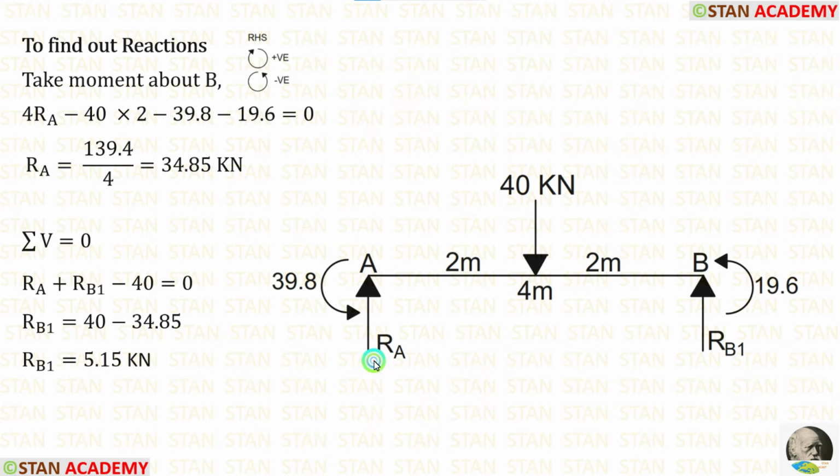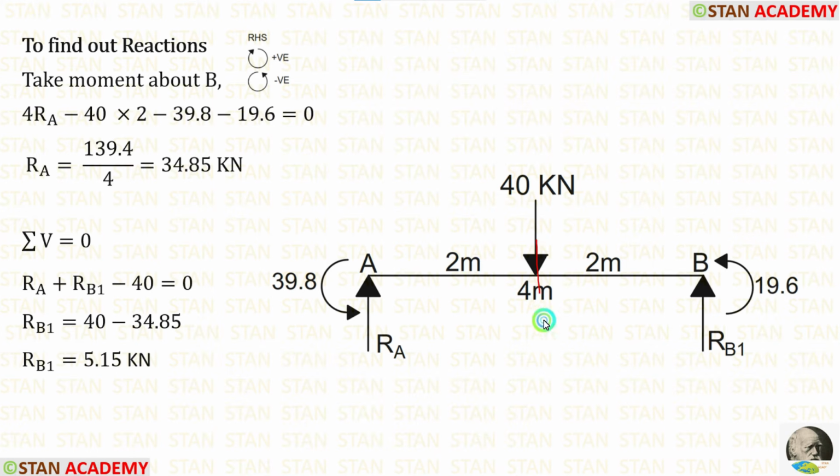First, I am going to find out RA. For that, I am going to take moment about B. In this case, I am moving towards the right hand side. Clockwise will be positive and anti-clockwise will be negative. RA is acting towards the point B in the clockwise direction, so it will be positive and the distance is 4 meter, so for RA.